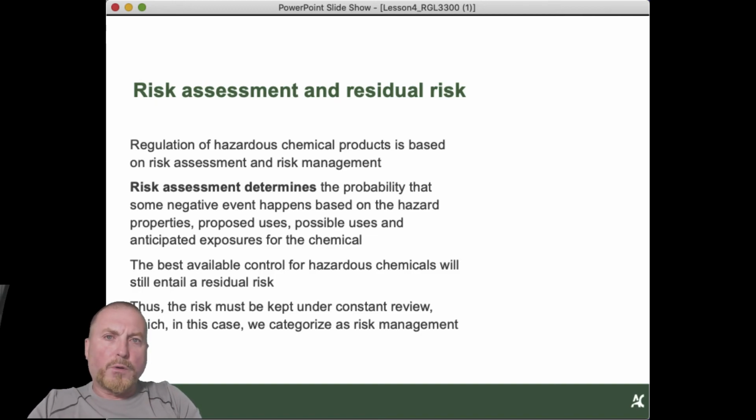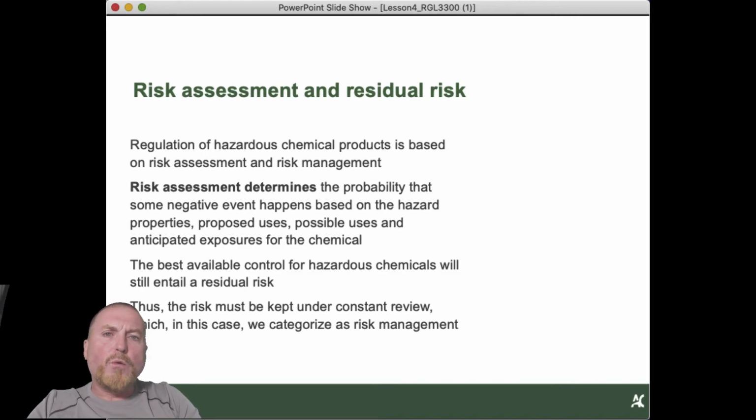Why are all these concepts important? Because as we get further into how various classes of chemicals are assessed, we know that industrial chemicals are different than what we get with pesticides and different than what we get with pharmaceuticals. When we assess industrial chemicals, we're asking not only about the hazardous properties, but we're asking about the proposed uses, possible uses, and anticipated exposures for the chemical. For example, an industrial chemical can be approved for these specific uses at this specific level. If a use of that chemical changes or a new use of that chemical emerges, then a reassessment of the safety of that chemical may be necessary.